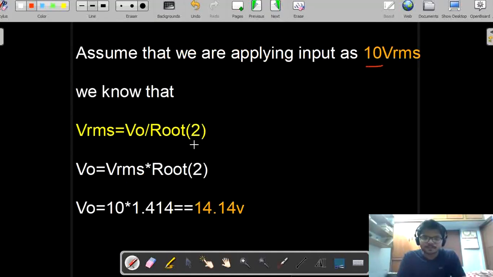We know from our childhood Vrms equal to V0 by root 2. Here what is V0? V0 is the peak value. So obtain the peak value from the RMS. V0 equal to Vrms into root 2. Right? So Vrms is 10, 10 into root 2, which is 1.414. Finally, we are achieving the value of 14.14 volt.